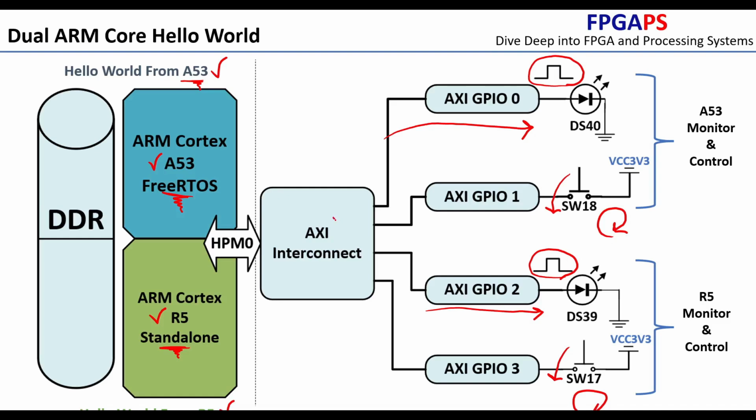The AXI Interconnect connects the AXI GPIO peripherals to the high-performance master port 0, which is shared by both ARM cores. This setup allows the cores to send and receive AXI transactions toward the GPIO interfaces. The DDR memory is partitioned into two regions, one for each core. This avoids memory contention and ensures that both cores operate independently without interfering with each other.